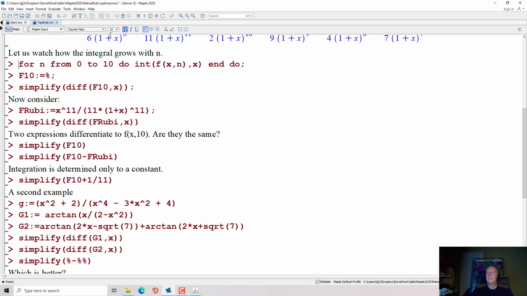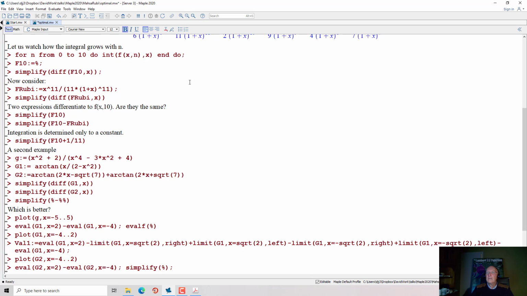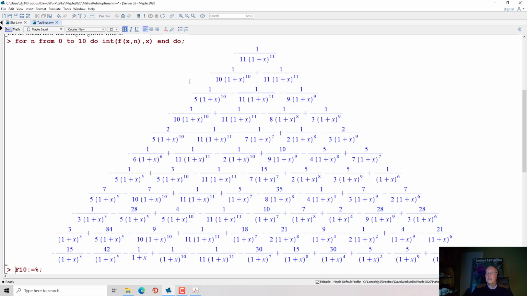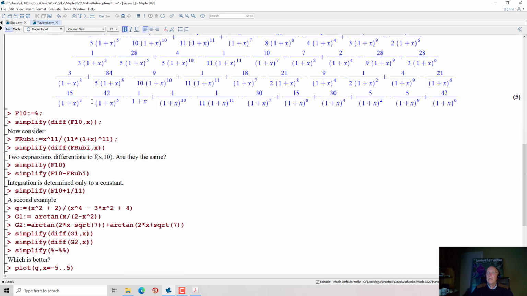To fit it all onto the screen, I have to reduce the size a little bit. And now I'm going to evaluate that. And there are my integrals. We start on the first line, n equals 0, n equals 1, n equals 2, n equals 3, etc. And so you see we get this tree-like structure with the integration growing with the value of n. So down here at the bottom, we have the integral for n equals 10.